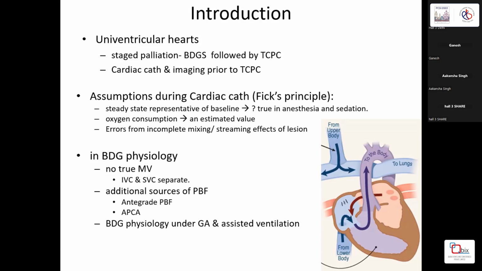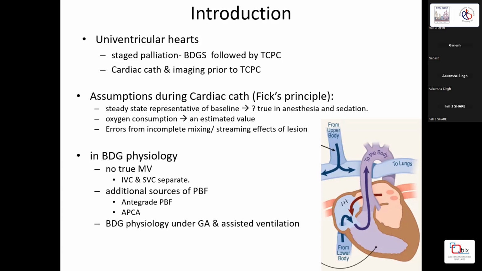Cardiac cath is usually taken as the gold standard for estimation of flows. It is based on the Fick principle, but it has inherent assumptions. For one, the patient is assumed to be in a steady state, which is representative of his baseline. But under anesthesia, this might not be true. And oxygen consumption, which is the numerator in the equation, is usually taken from age-based charts. It's not calculated for each case separately. And there can be errors from the underlying lesion, which involves incomplete mixing or some streaming effects.